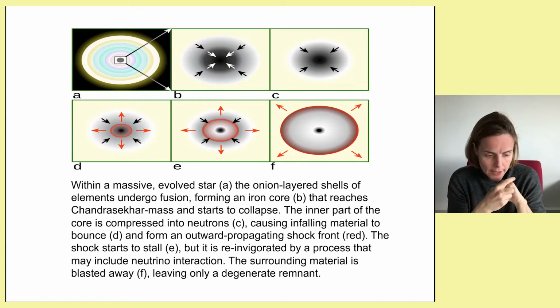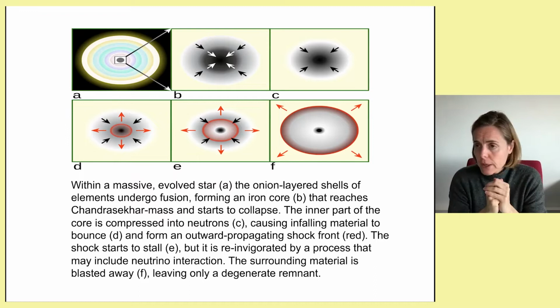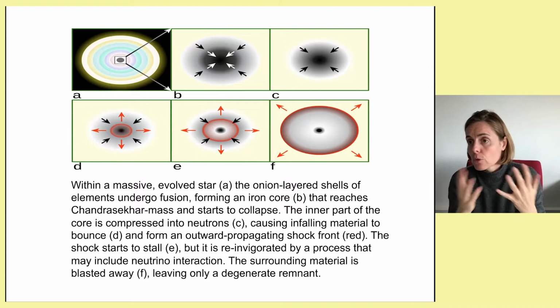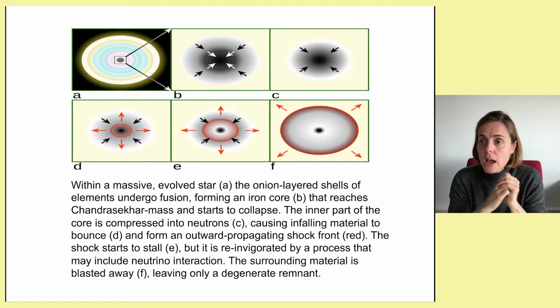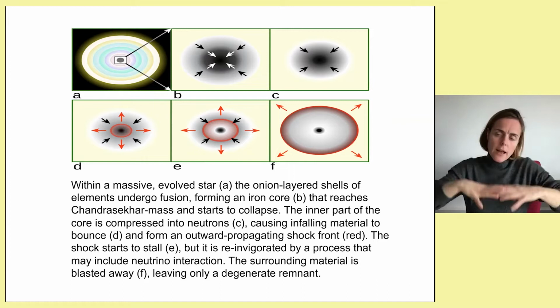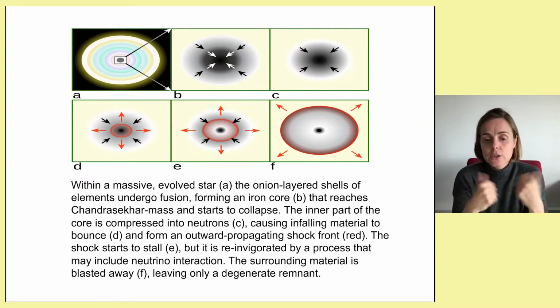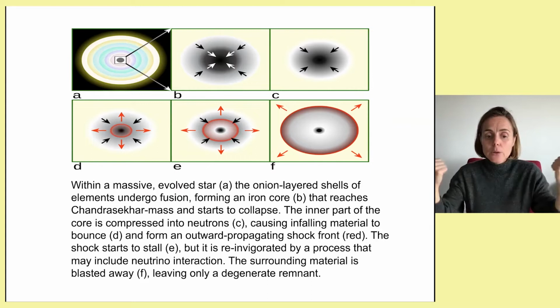And at some point, because of the repulsion between nucleons and the Fermi degeneracy, this becomes incompressible, and at some point it bounces back. So you imagine something piling up, and then suddenly it cannot take it anymore and just bounces back. And this is why the star explodes, because there is an outward propagating shock front.